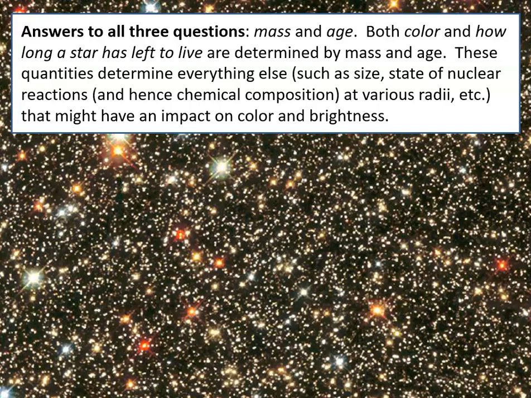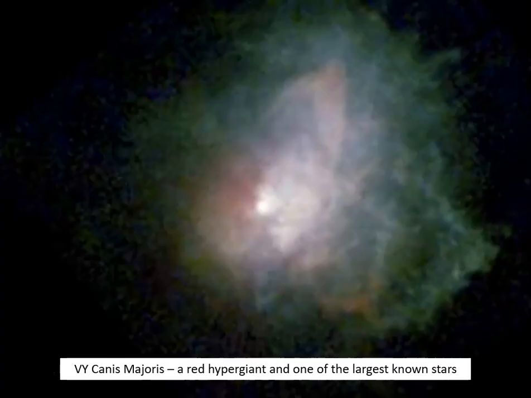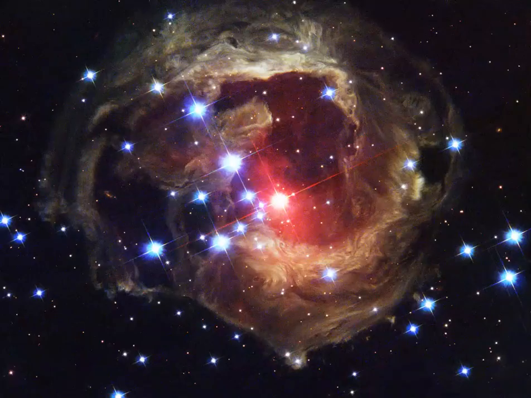That's something that we're going to explore in a lot more detail as we get into further discussions in the rest of this unit. Here is a star called VY Canis Majoris. It's a red hypergiant, basically a really big version of a red supergiant that's blowing off its outer layers. It's one of the largest known stars. If you replaced our Sun with VY Canis Majoris, then its outer layers would go past the orbit of Saturn.